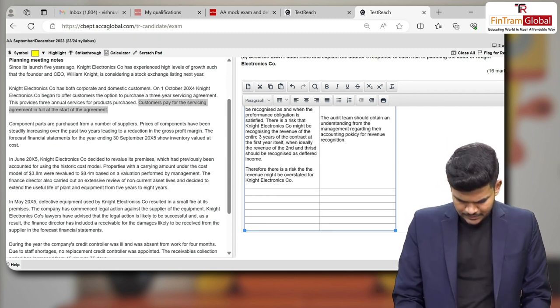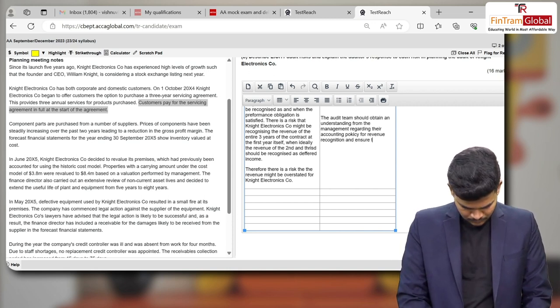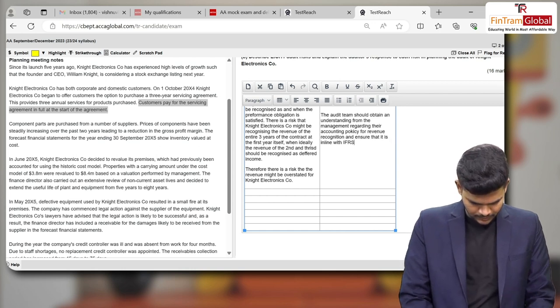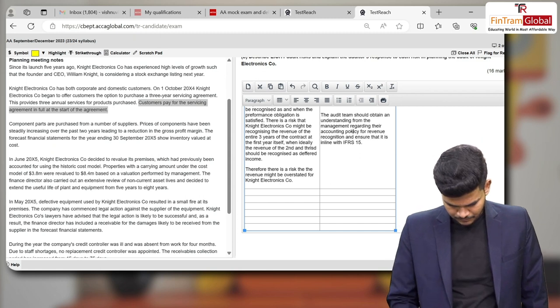Or let's just complete the sentence. Okay, well, revenue recognition and ensure that it is in line with IFRS 15. Okay, folks, that's basically the idea.